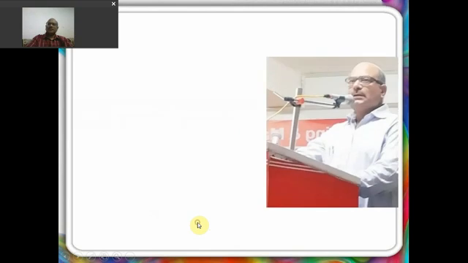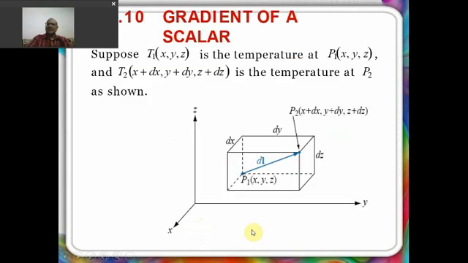Myself, Dr. Pradeep Sharma from the University of Engineering and Management, and we are starting our lecture today with the gradient of a scalar. I am just taking one example. Suppose you want to calculate the temperature at any point in the room, and the room you are describing in your visualization as a Cartesian coordinate system. So that point P is somewhere, and we take P1 at x, y, z. Suppose T1 is the temperature over there.